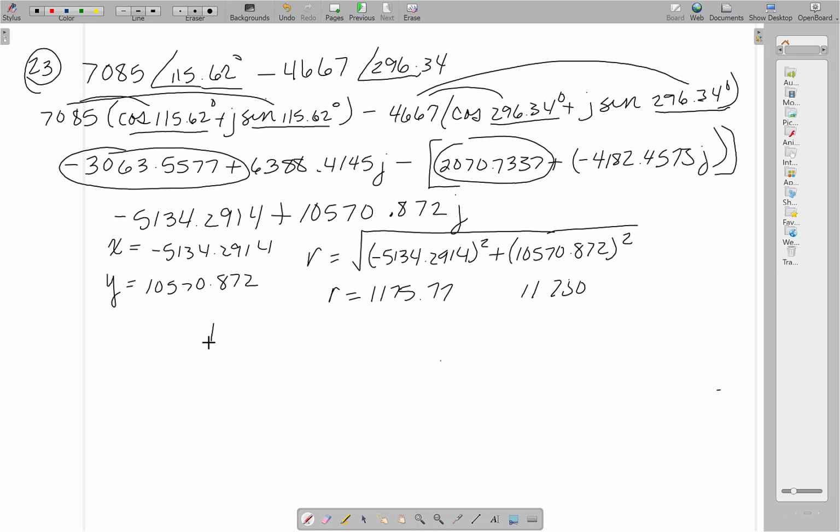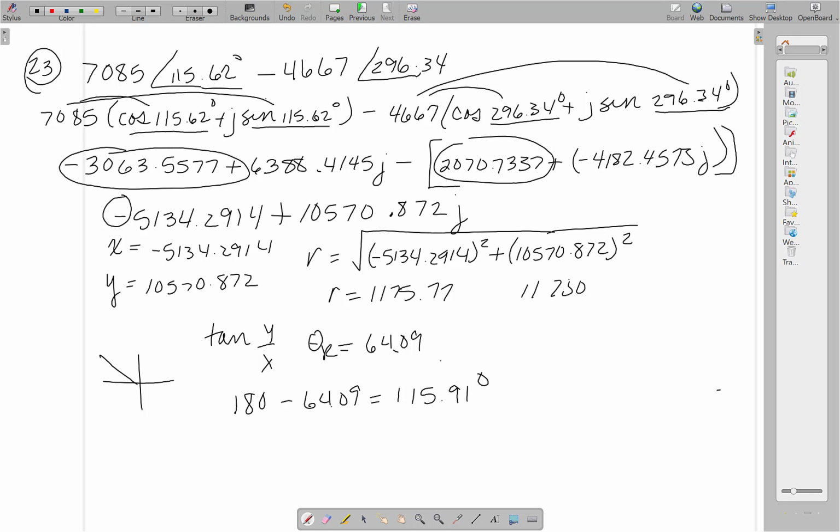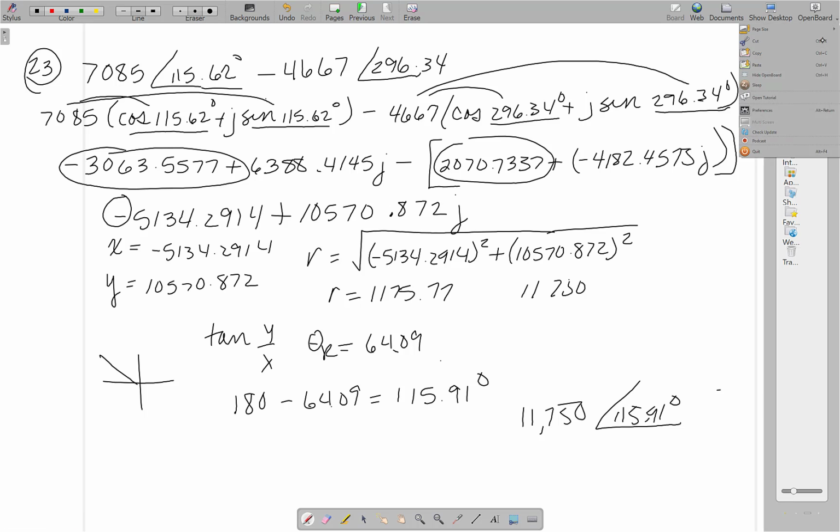Lastly, you'll need to take the inverse tangent of y over x, and you will get a reference angle. Theta reference will equal 64.09, but remember, you're in the second quadrant because your x was negative and your y is positive, so you'll have to take 180 minus 64.09, and you will get 115.91 degrees. So that is your final answer, 11,750, and then that should be it for you.